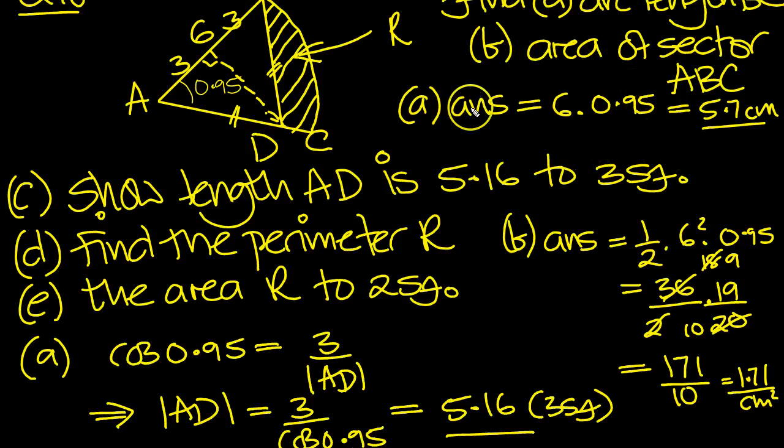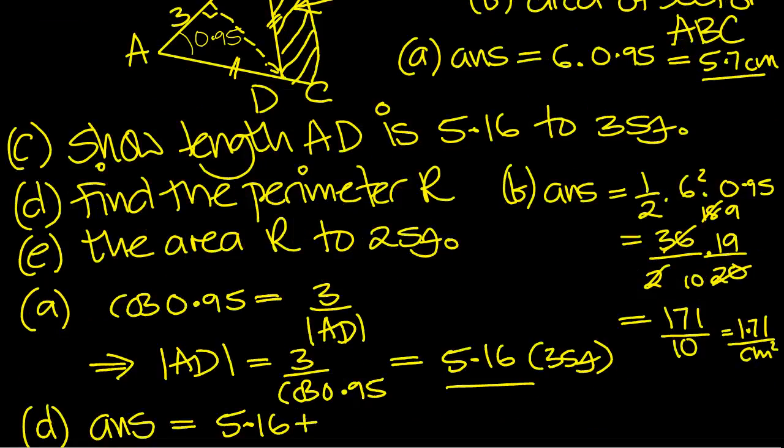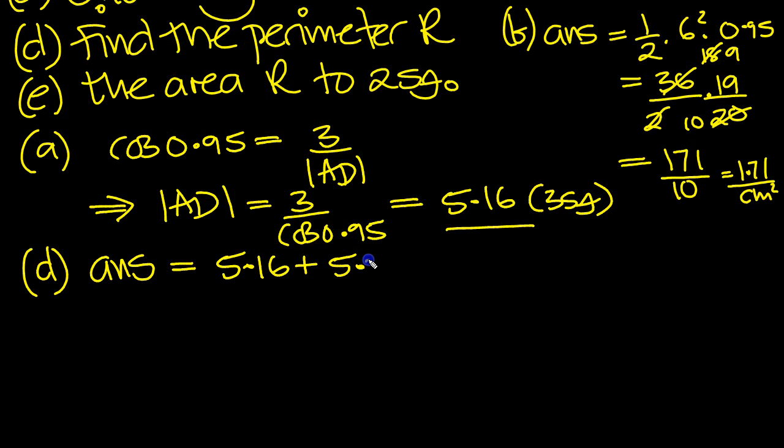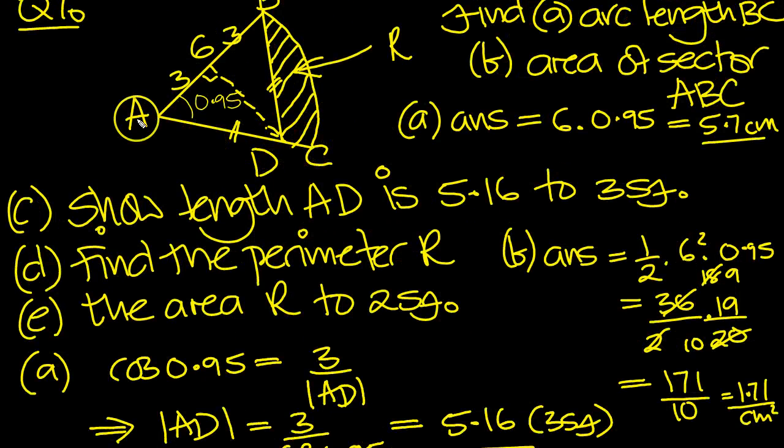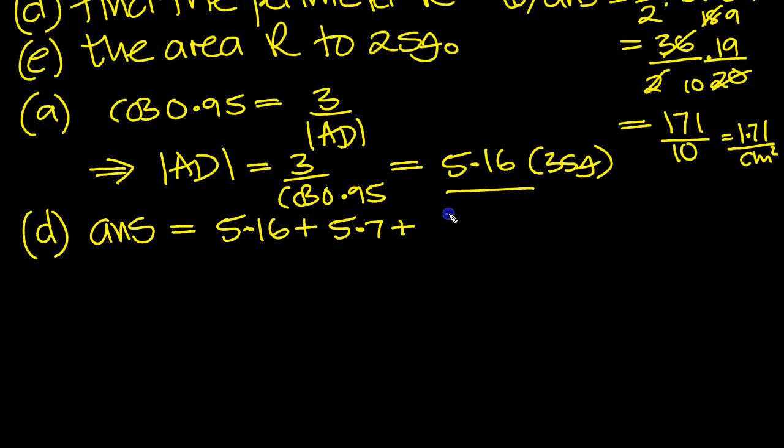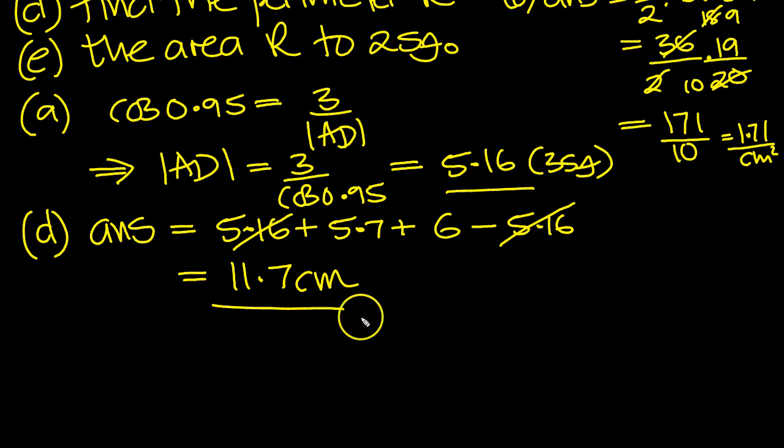Part A was done up here. 5.7, plus the little bit of distance between the 6, take away this distance here. So it's plus 6 minus the 5.16. These cancel. We've got 6 and 5.7, which is 11.7 centimeters. Okay, that was C, not A. Better put that in properly.